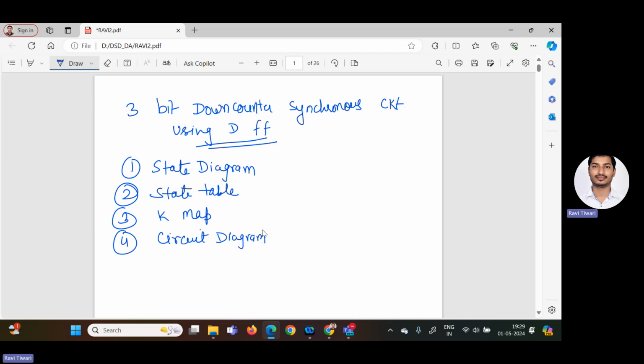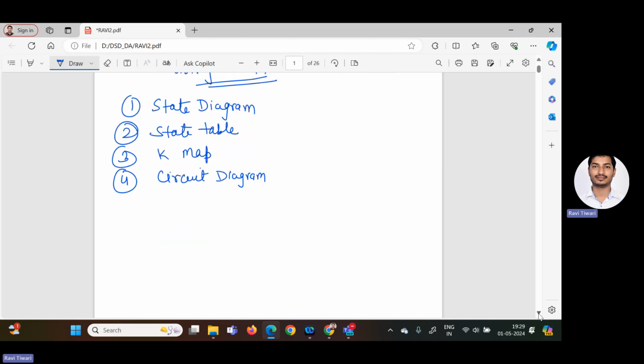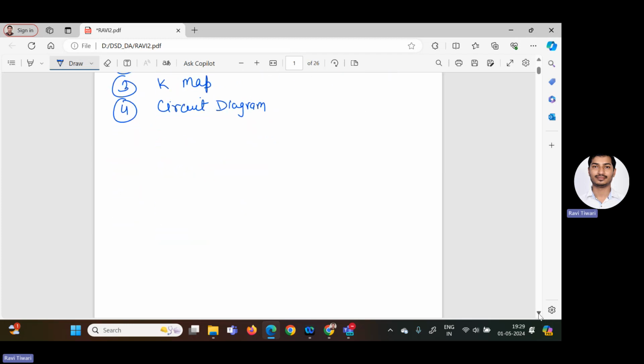So in the normal way, I can explain the 3-bit down counter, that counts in a downward direction. That means it will count like this: 7, 6, 5, 4, 3, 2, 1, 0, again 7, right? And then so on. So for such a circuit, if you want to draw the state diagram, convert into the binary form.